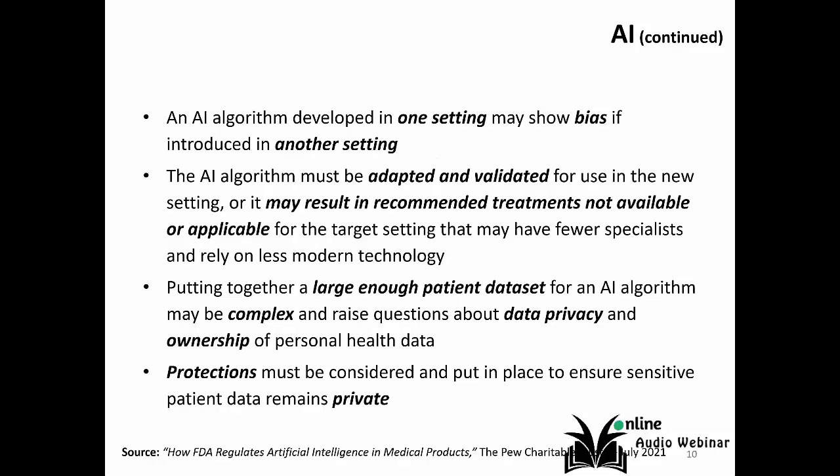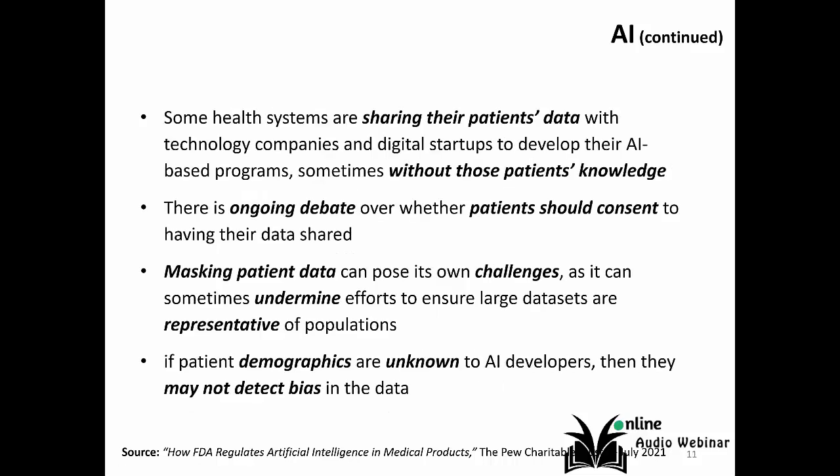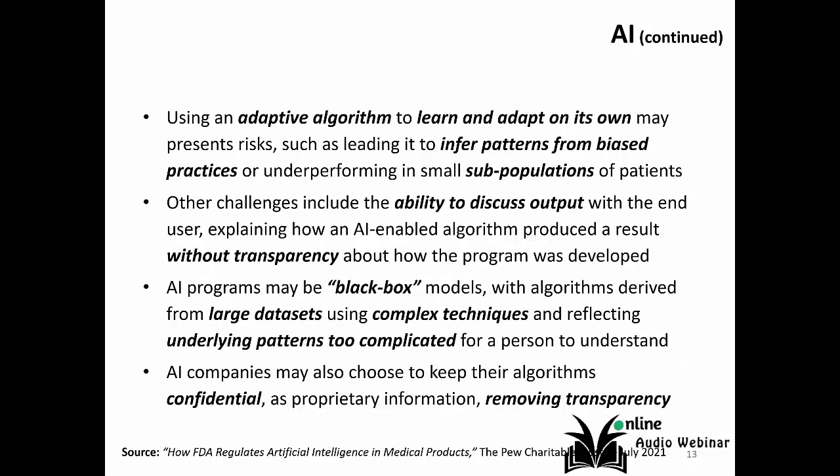An AI algorithm developed in one setting might show a bias if it's introduced in another setting. Some health systems share patients' data with technology companies and digital startups. This enables them to develop AI-based programs, and sometimes that's done without the patient's knowledge. Using an adaptive algorithm, you're learning and adapting on its own. That can present risks like inferring patterns from biased practices, and it could underperform in a small subpopulation of patients.